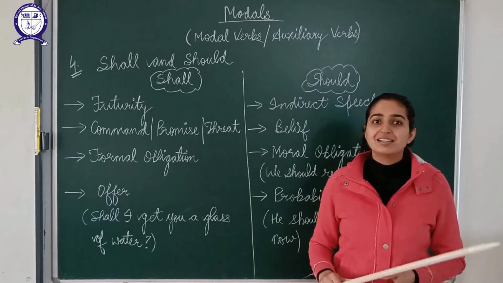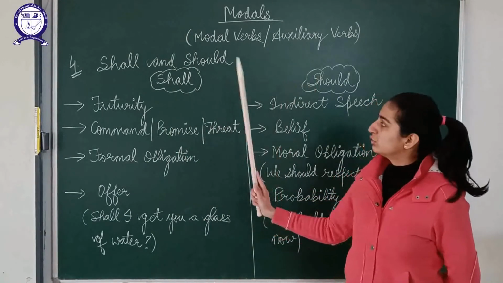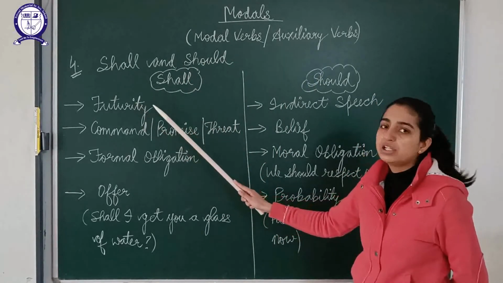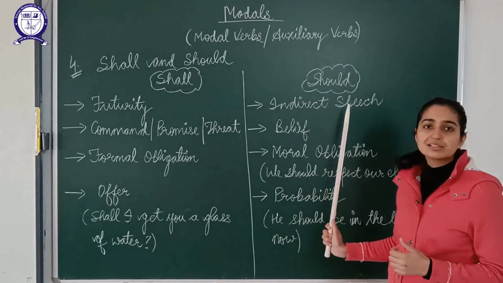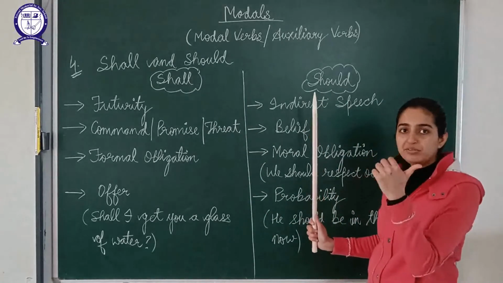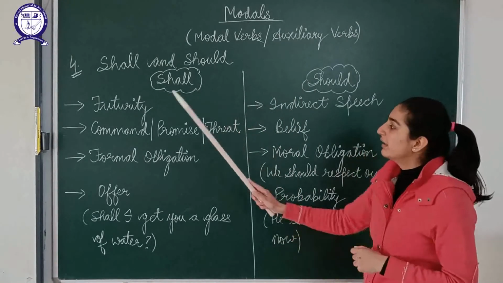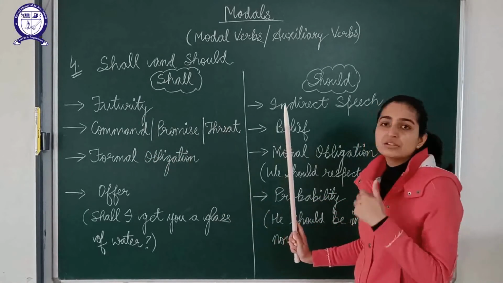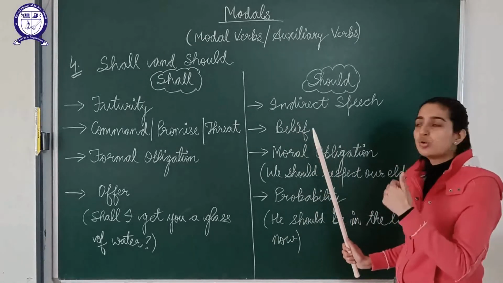Now we will see our next auxiliary verbs, shall and should. First is shall. Shall represents futurity of the events, and should is used in the indirect speech that we have already discussed in the previous one. So these two are also used for the same things. Second, shall is used to show command, promise or threat. And should is used to show any belief. It can be true or it cannot be true, right? So it's just a belief.